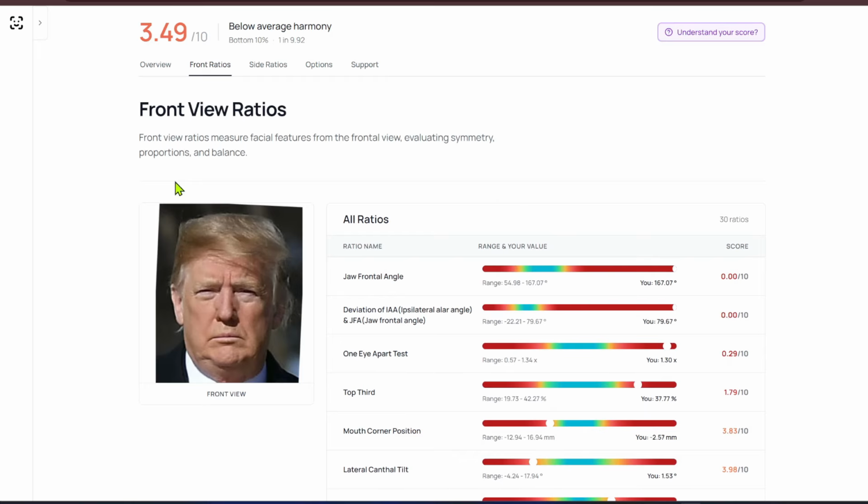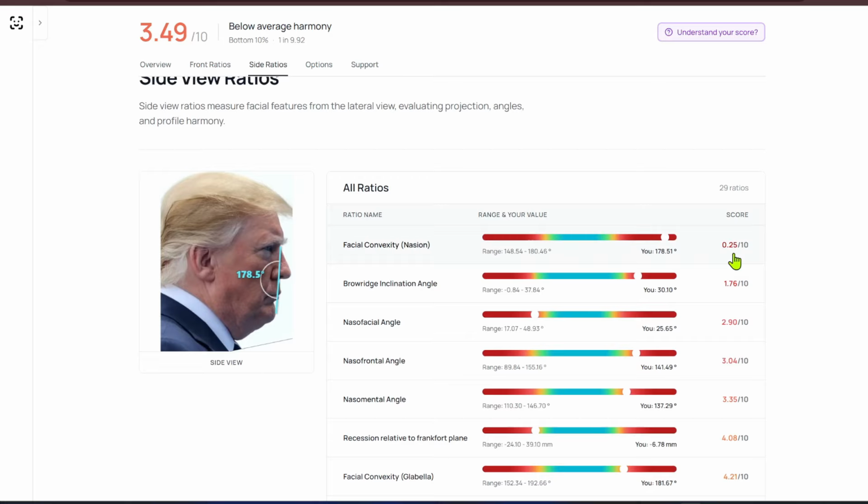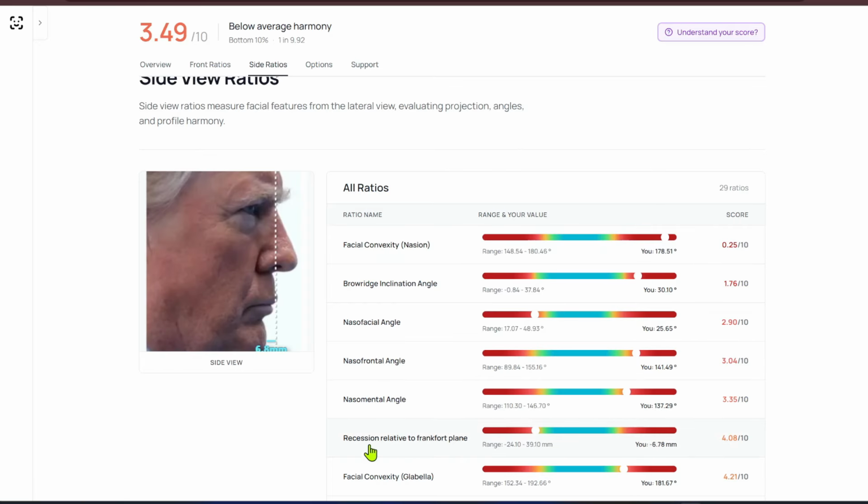And yeah, so let's move on to the side ratios. So for the side, Trump gets a 0.25 out of 10 for his lowest score, which is his facial convexity, his nasion. You can see how flat this is. I mean, look at that. There's a slight recession, and I think it'll actually show you right here.